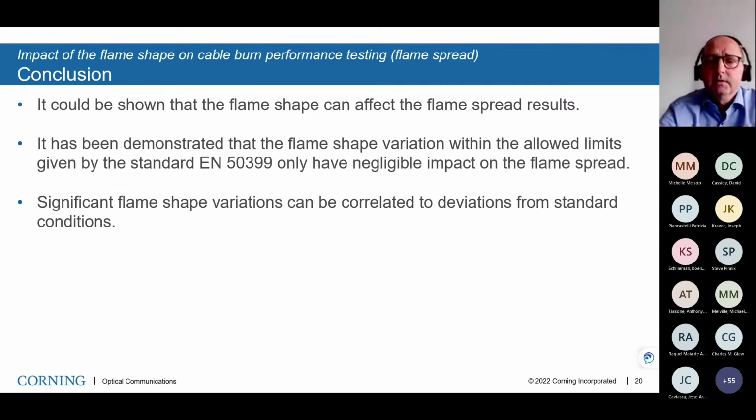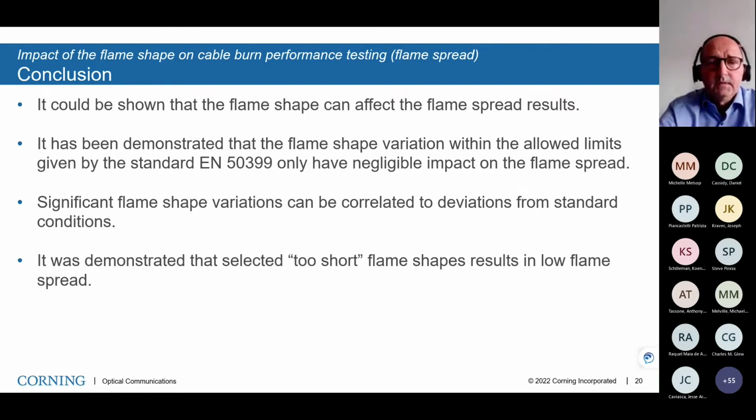Significant flame shape variation can be correlated to deviation from the standard conditions. It was demonstrated that too short flame shapes result in low flame spread. Therefore, it's important to check the flame output according to EN 50399 in order to detect deviation at a very early stage.